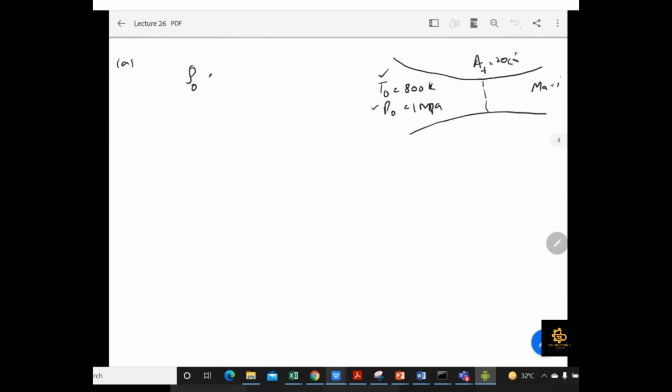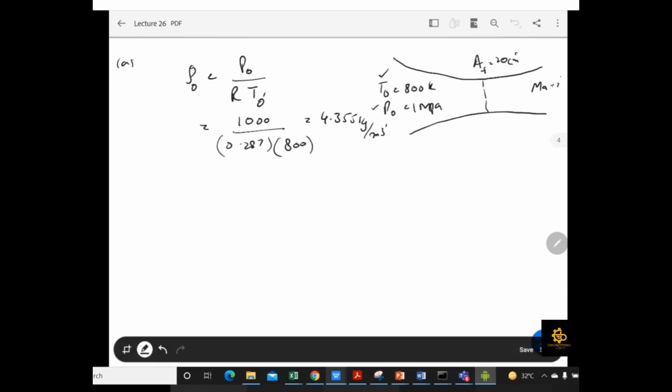So first thing we will try to find is the stagnation density. Stagnation density is equal to P naught over R T naught. P naught value is mentioned in the question, which is 1000 kilopascal. R value is 0.287 and T naught value is 800 Kelvin. If you solve it, you will get the stagnation density as 4.355 kg per meter cube.